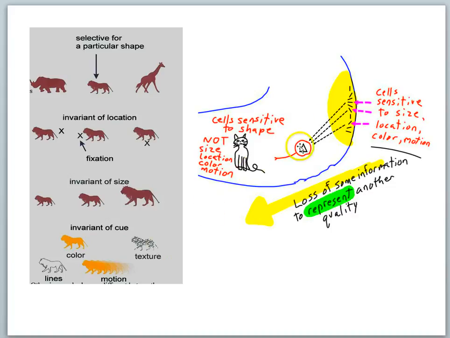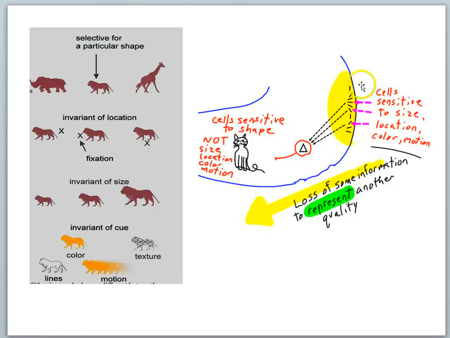So in other words, as we move along this ventral pathway, cells become selective to a certain shape, but they don't care anymore about the color, the texture, the size, or the location of the object, just its shape. That's what we mean by loss of some information. The cells over here are not concerned with size, location, color, or motion. They just care about shape.